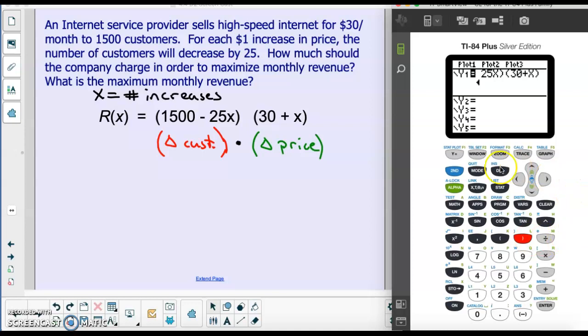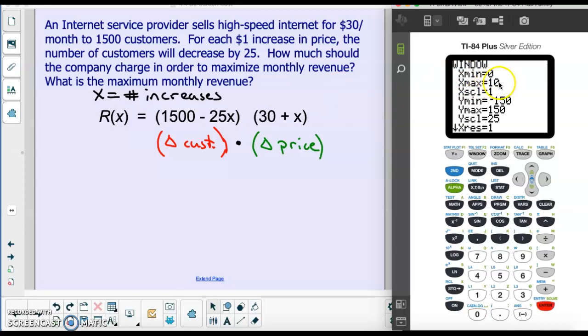Now in this case, again, I had to change my window. If I look at the graph right now, I barely see what I'm looking at. And so in this case, when I go to window, x minimum. Well, the number of increases, x cannot be negative. You can't increase a negative number of times. So the lowest x value would be 0.